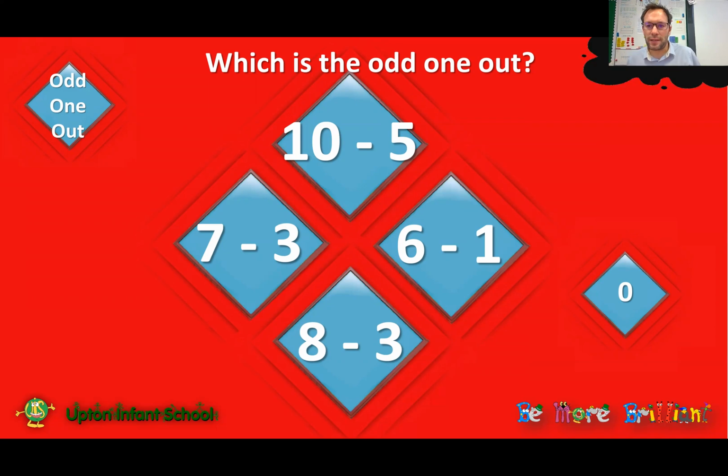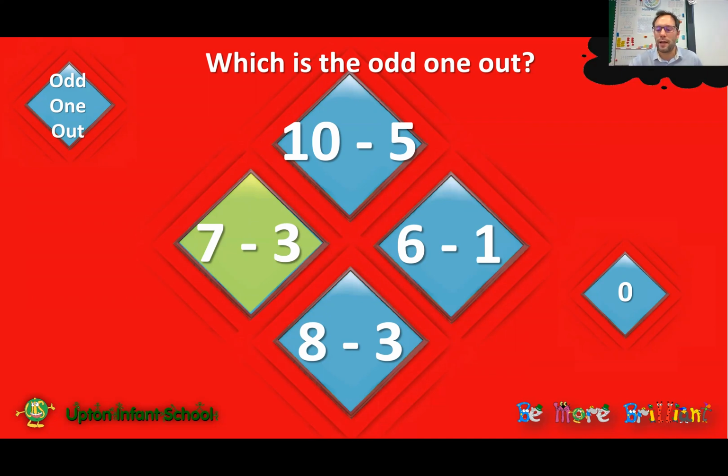So at the top, we've got 10 take away 5. Well, 10 take away 5 is 5. 6 take away 1, that's 5 as well. 8 take away 3. Counting back from 8, count back 3. 8, 7, 6, 5. Oh, that one's 5 as well. What about 7 take away 3? Well, if 8 take away 3 is 5, 7 take away 3 is going to be 4. So all of the others, the answer was 5. But that one, it was 4. That is the odd one out.